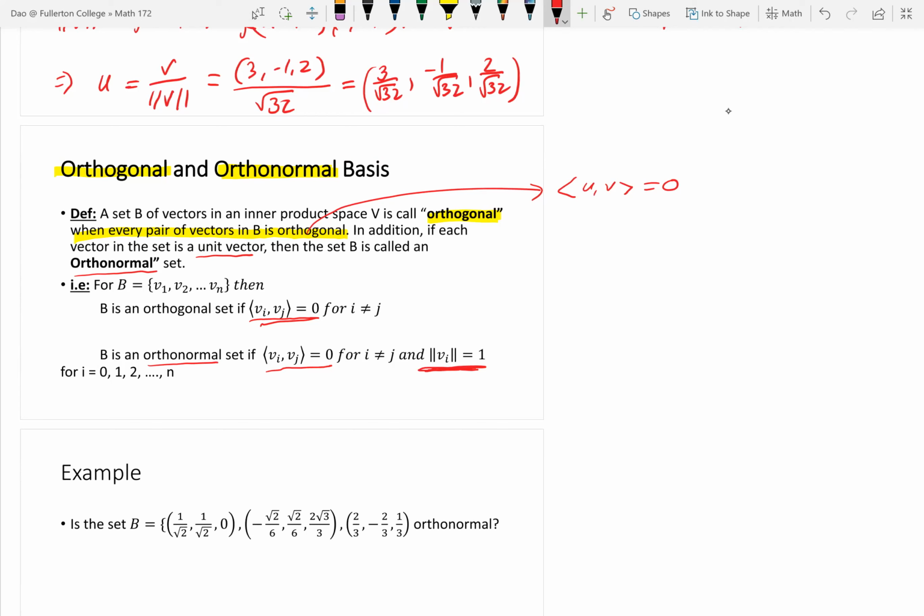So there are two conditions, right? Orthonormal requires two: this one and this one. Orthogonal only requires the first condition, right? They're very, very different from each other. Watch out for those definitions carefully.